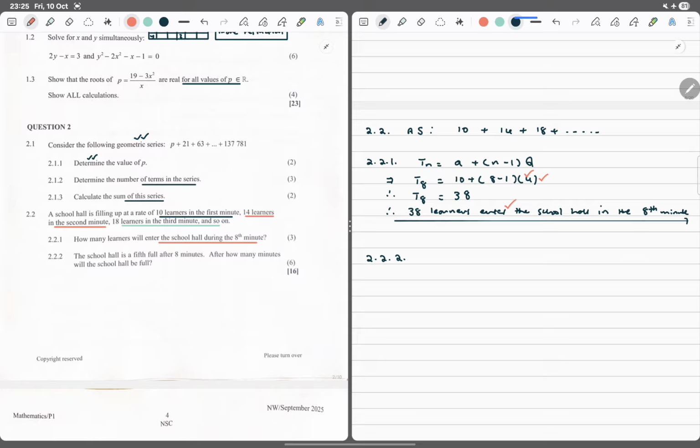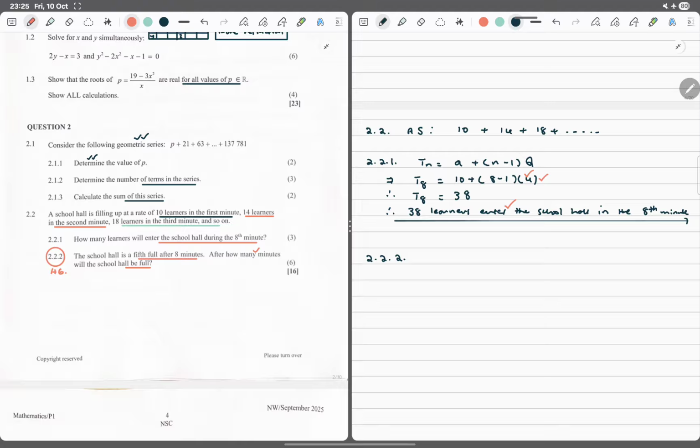2.2.2 says, the school hall is a fifth full after 8 minutes. Okay, now after how many minutes will the school hall be full? So obviously this is now a higher grade question. It's one of those questions that you just cannot solve. So as a student, you may have to decide, are you skipping this question and coming back to it later, or do you have the right thought behind it?